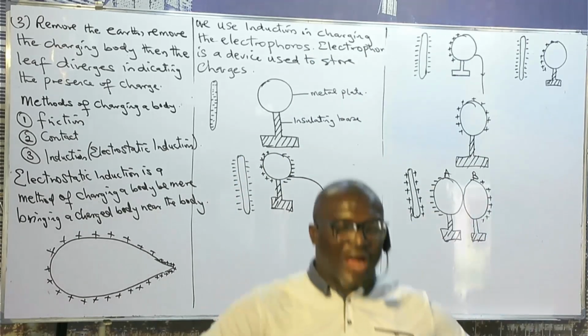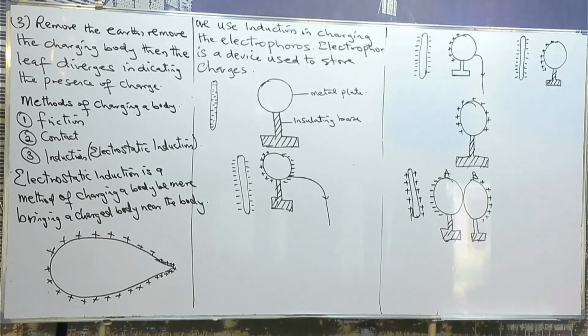You don't need to add anything at this moment. Just separate the other one. While the charging body is there, separate B, B becomes positively charged, and A becomes negatively charged.